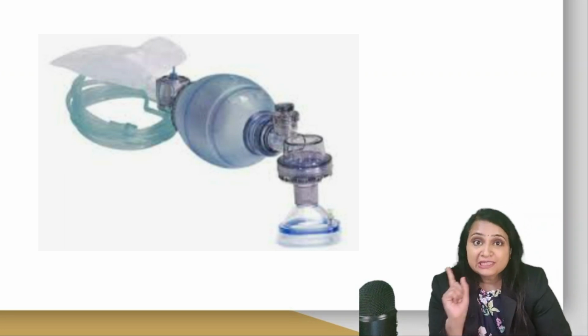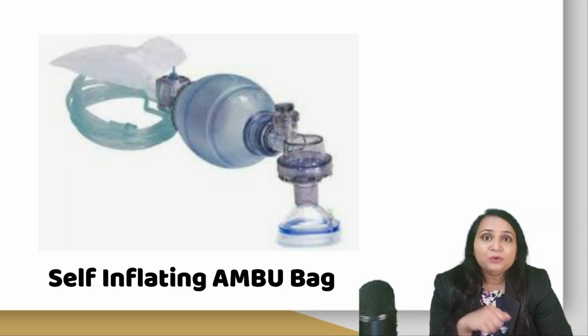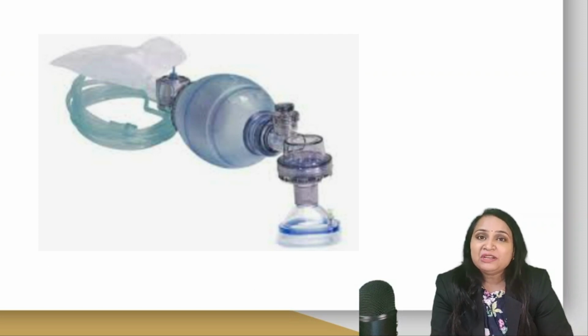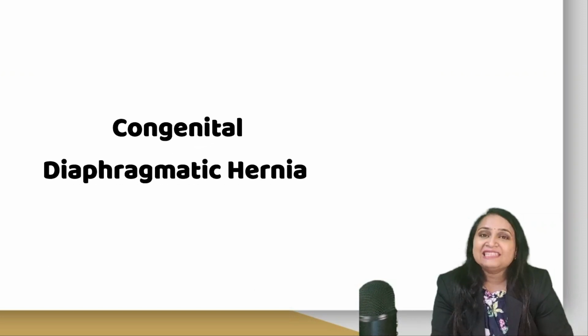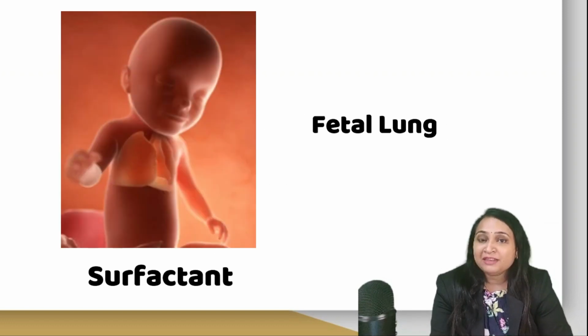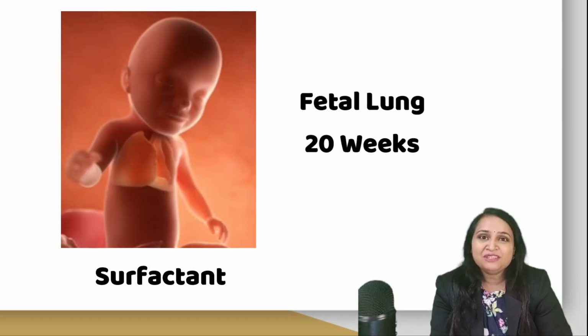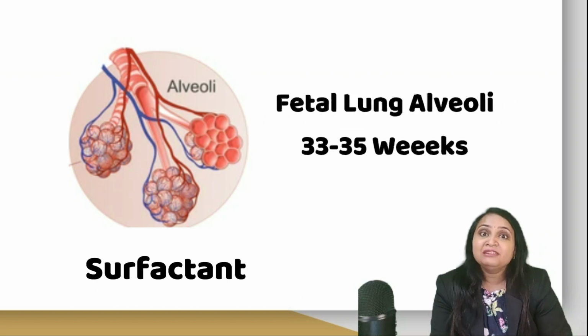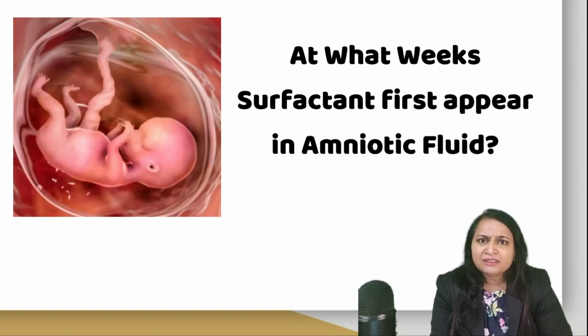Do you know this device? What could be the contraindication of use of this device during neonatal resuscitation protocol? It's congenital diaphragmatic hernia. Surfactant first appears in the fetal lung by 20 weeks of gestation. However, surfactant first appears in fetal lung alveoli by 33 to 35 weeks of gestation. Then, at what age does surfactant appear in amniotic fluid?